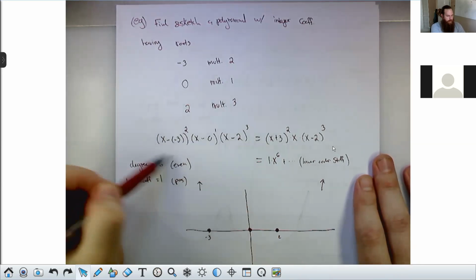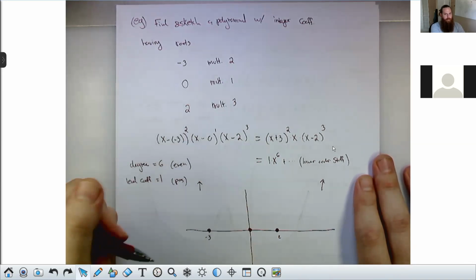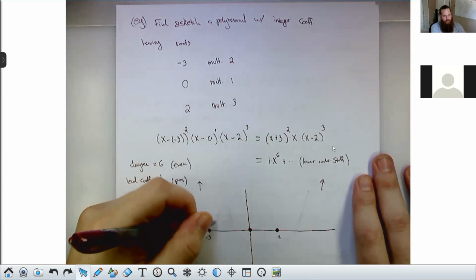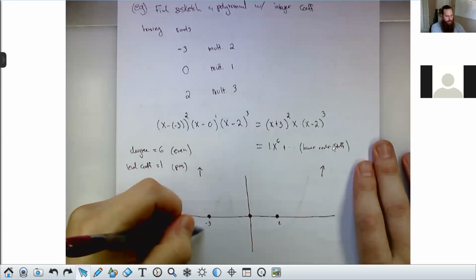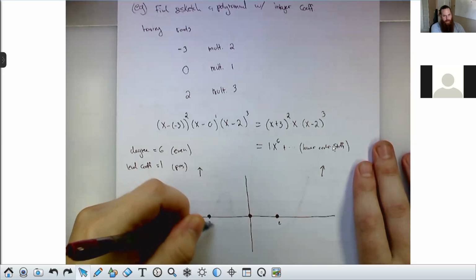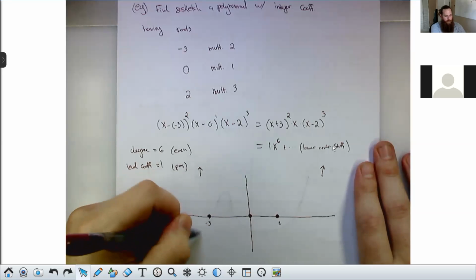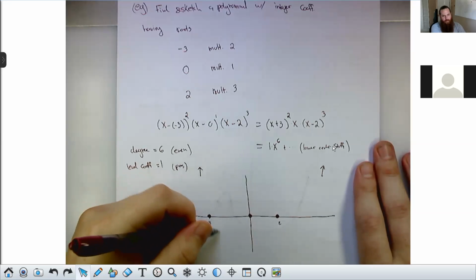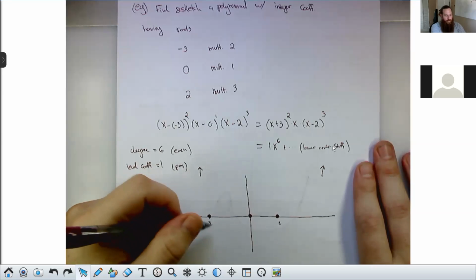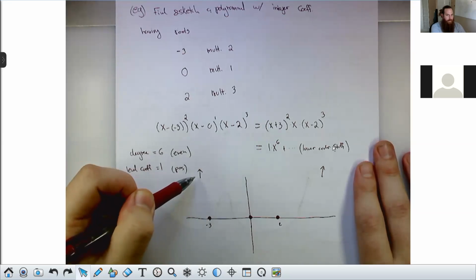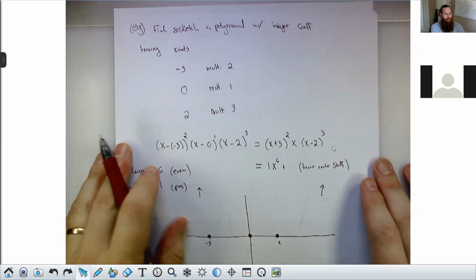And then the root at -3 is an even multiplicity root. So it either looks like this or like this. It's got to be a bounce. And the question is, is it a positive to positive bounce or a negative to negative bounce? Based on the, okay, let's take a pause then. Let's pause for just a second.